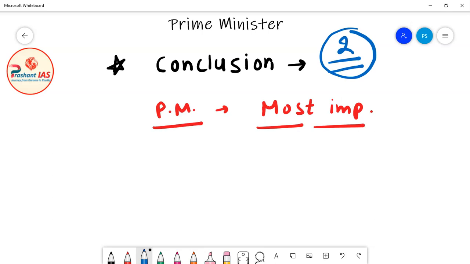Other ministers are neither as powerful nor as important as Prime Minister, and Prime Minister is the most important minister, the most powerful minister, and the most powerful political person in the parliamentary form of government. So this is the conclusion regarding the powers and position of the Prime Minister of India.